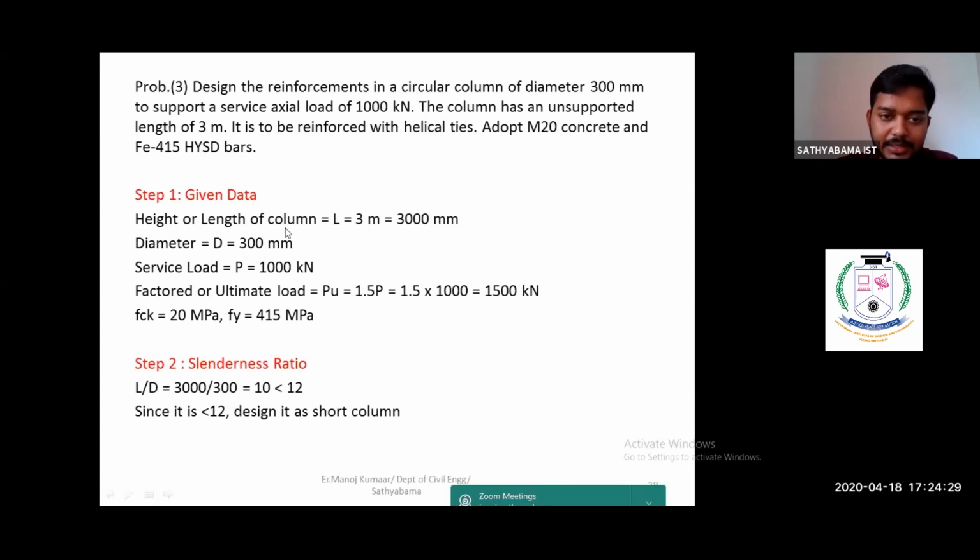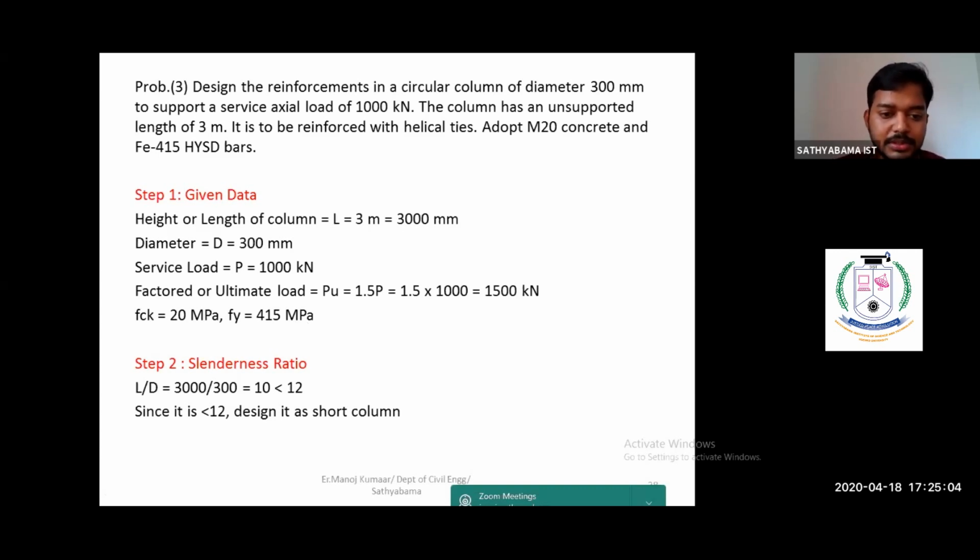So step number 1, height of column 3 meter, 3000 mm, diameter of column 300 mm, capital D, service load capital P is 1000 kilonewton. When it is given service load, it is to be noted that factor of safety is not included. So you have to apply factor of safety, that is 1.5, to the service load to get the ultimate load. So you have to design the column for 1500 kilonewton. And fck is 20 and fy 415.